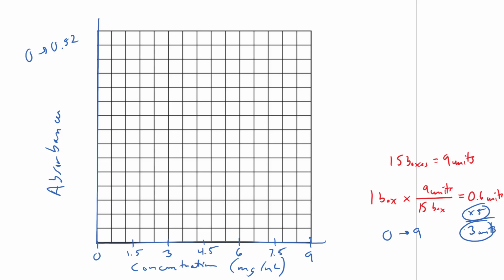Let's do the same for absorbance. We have 15 boxes. And we have how many units? We'll say 0.6 units of absorbance. How much is one box equal to? 0.04 units. To get a whole number, again, I'm going to multiply by 5 because that'll give me 4 times 5 is 20. Well, 0.2. So every 5 boxes is 0.2 units.